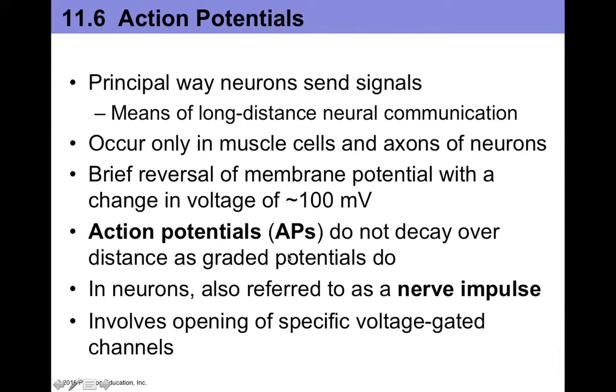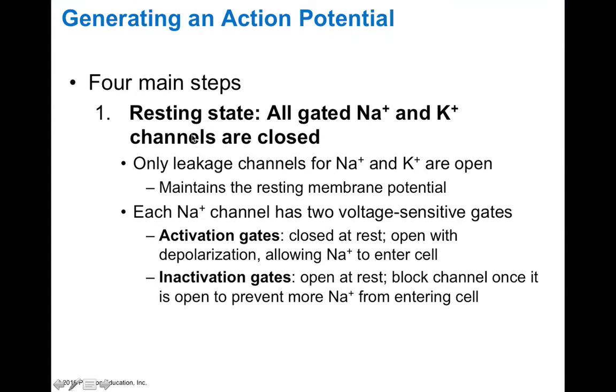So action potentials differ from graded potentials because they don't decay over time and distance. Rather, these action potentials are regenerated as they move, so that's why they maintain the same size and shape as they travel. Now in neurons, they refer to these as nerve impulses, and the action potential itself is due to a change in current, which changes the voltage, and the channels that open that can change your current are the specific voltage-gated channels.